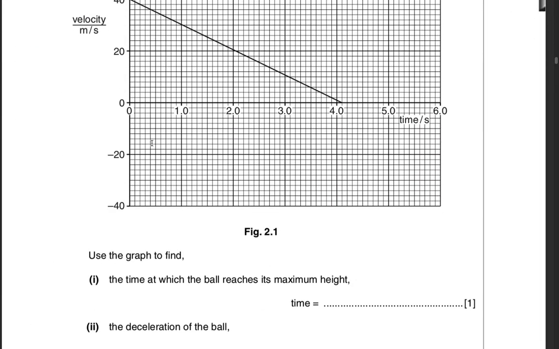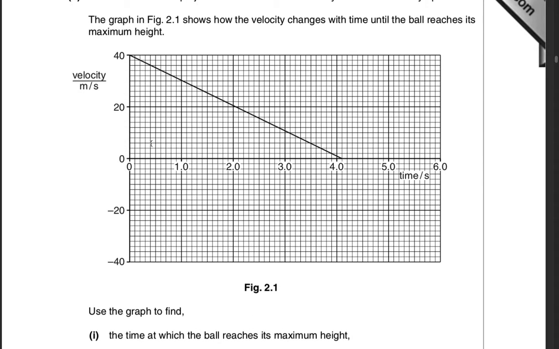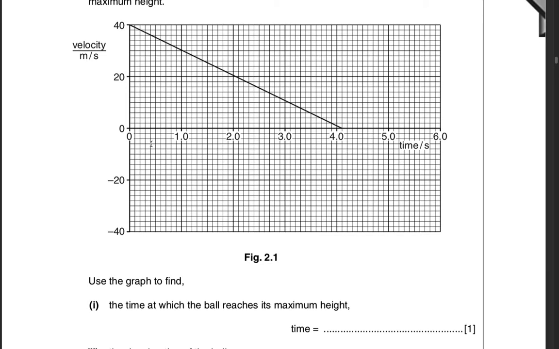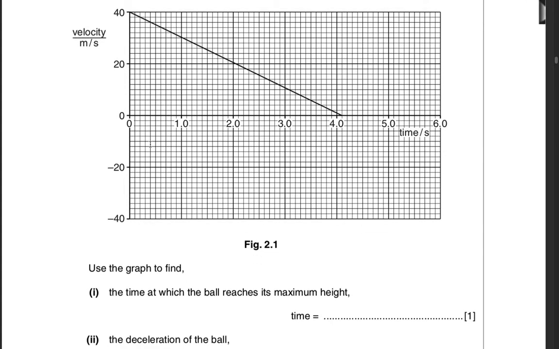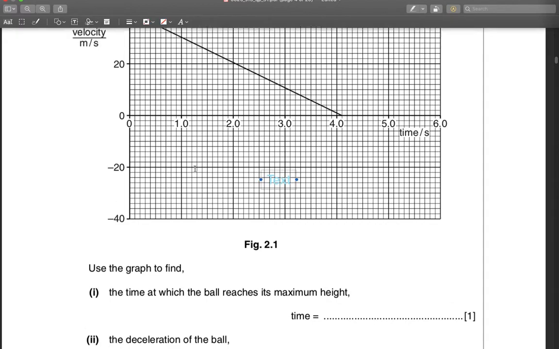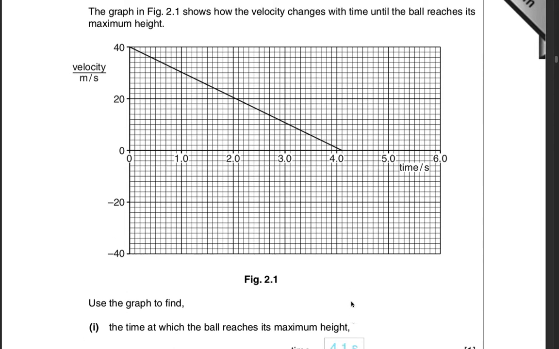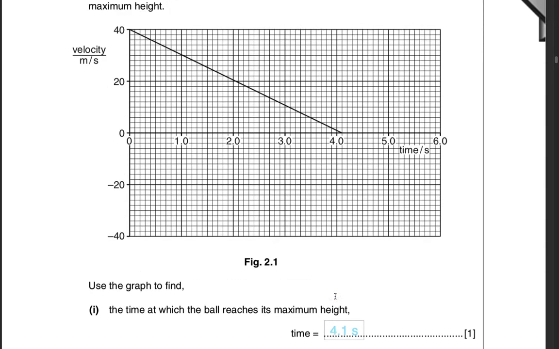All right. Use the graph to find the time at which the ball reaches its maximum height. The maximum height would be, of course, what I just told you, 4.1 seconds. So that information is given directly to you. 4.1 seconds. The deceleration of the ball.